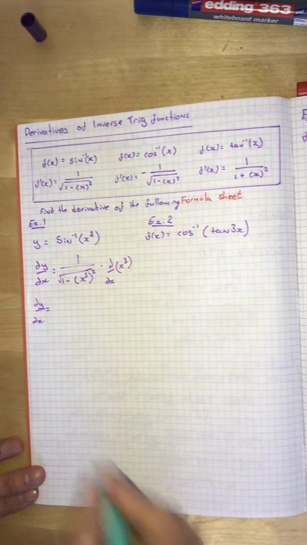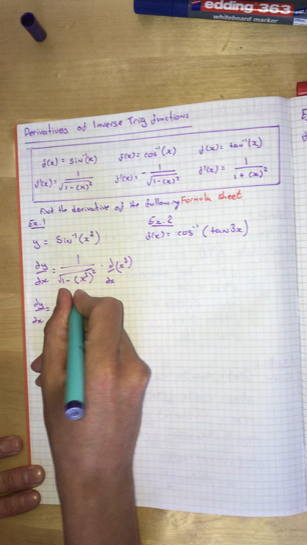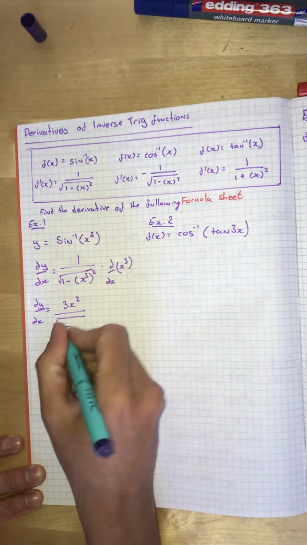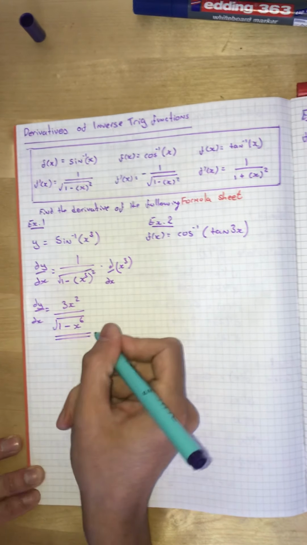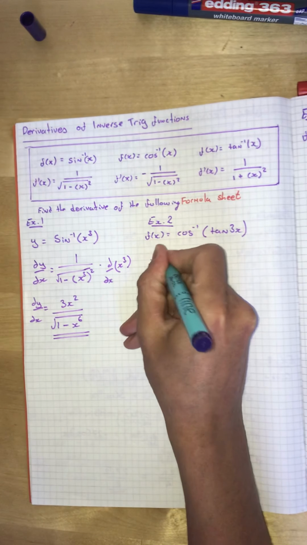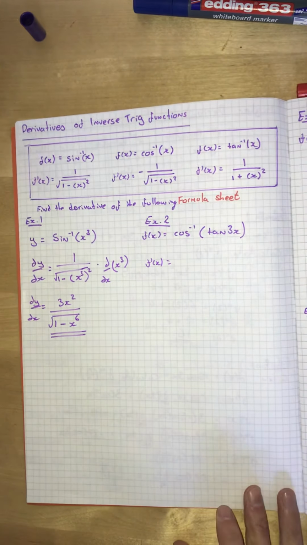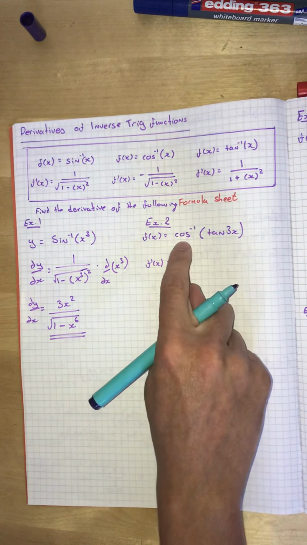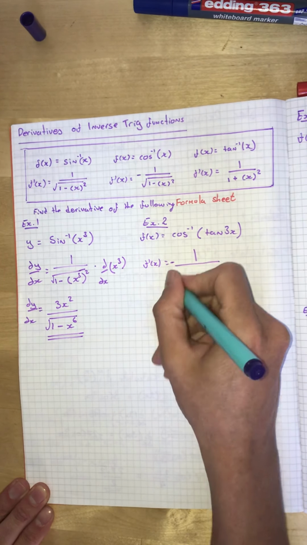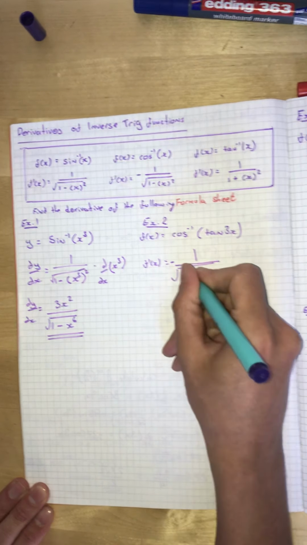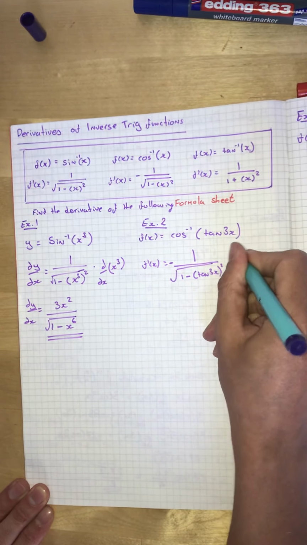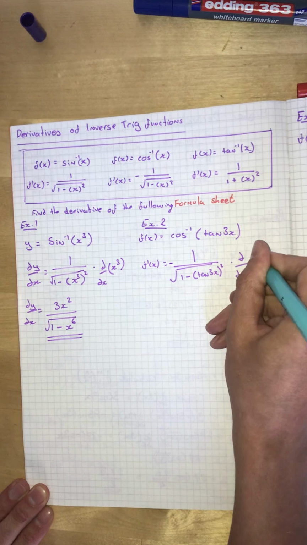What's the derivative of x cubed? It's 3x squared, so our final answer is just 3x squared over 1 minus x cubed squared, which is x to the power 6. Okay. Next one, I want to differentiate cos to the negative 1, or the inverse cos of tan 3x. So derivative of inverse cos is negative 1 over square root of 1 minus tan 3x all squared times the derivative of tan 3x.